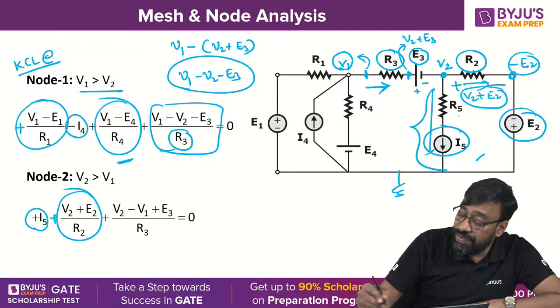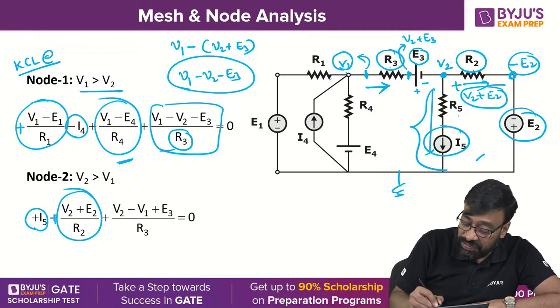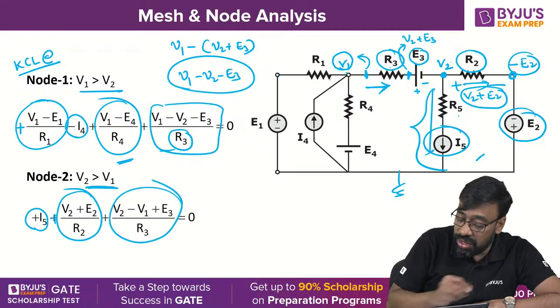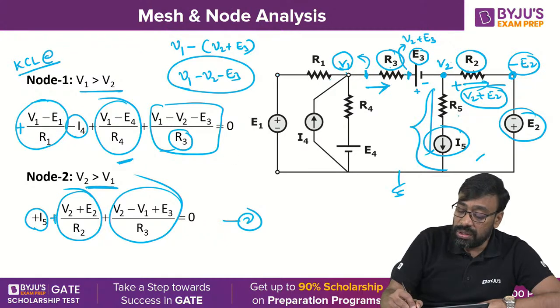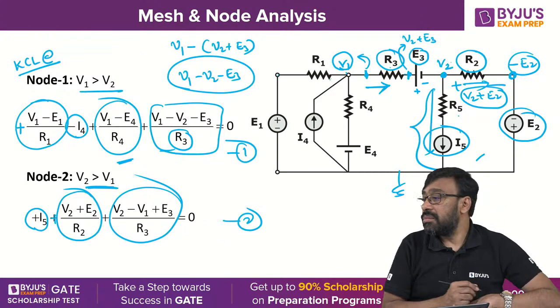Okay, V2 minus V1 plus E3 by R3, by taking V2 greater than V1. That's why you got this particular term in the equation. This is equation 2. This is equation 1. You understand, all of you?